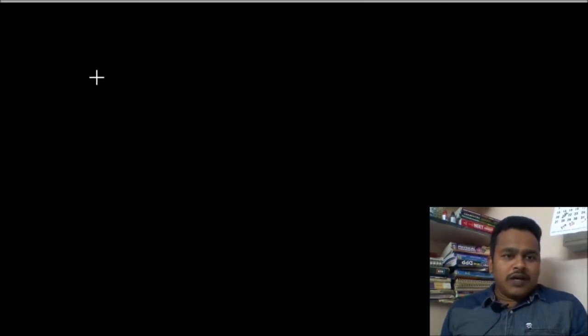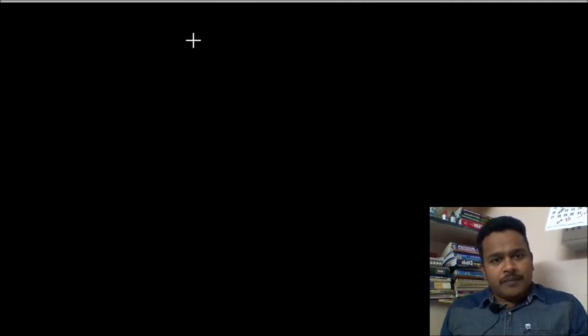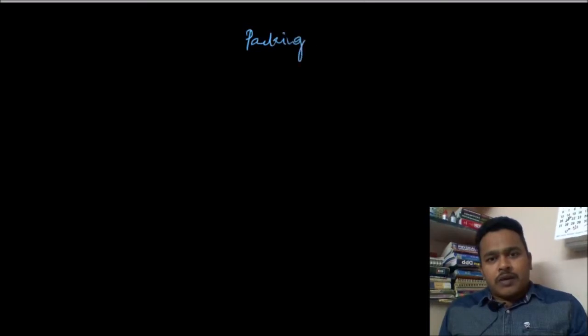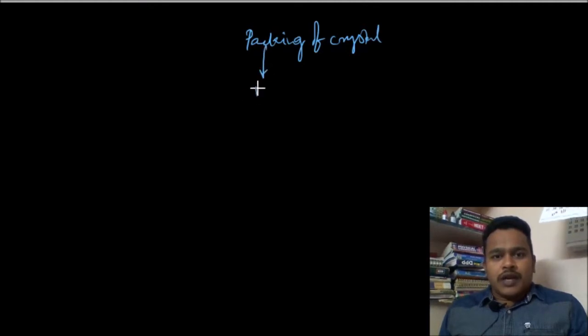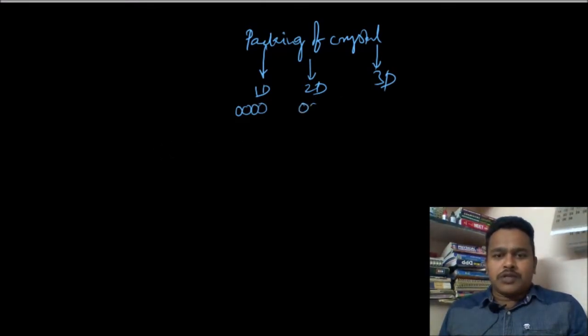What did we observe in the last video? For the packing of crystals, we study in a one dimensional way, two dimensional way and three dimensional way. One dimensional means only one direction of arrangement. Two dimensional means there are rows, one above the other. In one arrangement the centers of the rows exactly align.